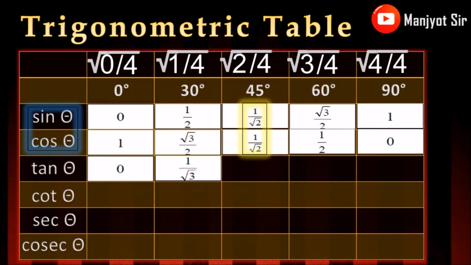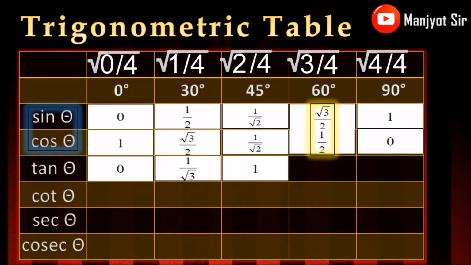If you observe the next value, both root 2 will be cancelled from the denominator and we will be left with 1. Next, if you observe the next value, 2 and 2 will be cancelled from the denominator and we will be left with root 3 upon 1. Now root 3 upon 1 can be written as root 3.